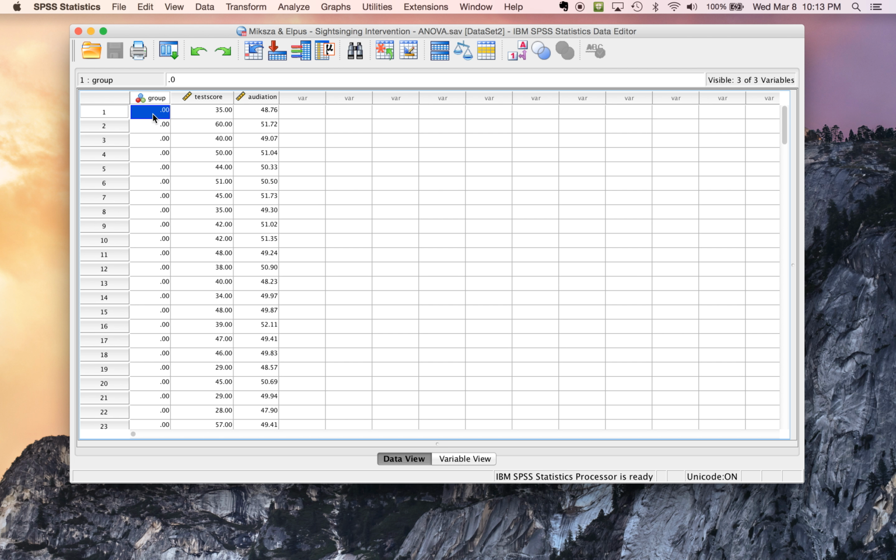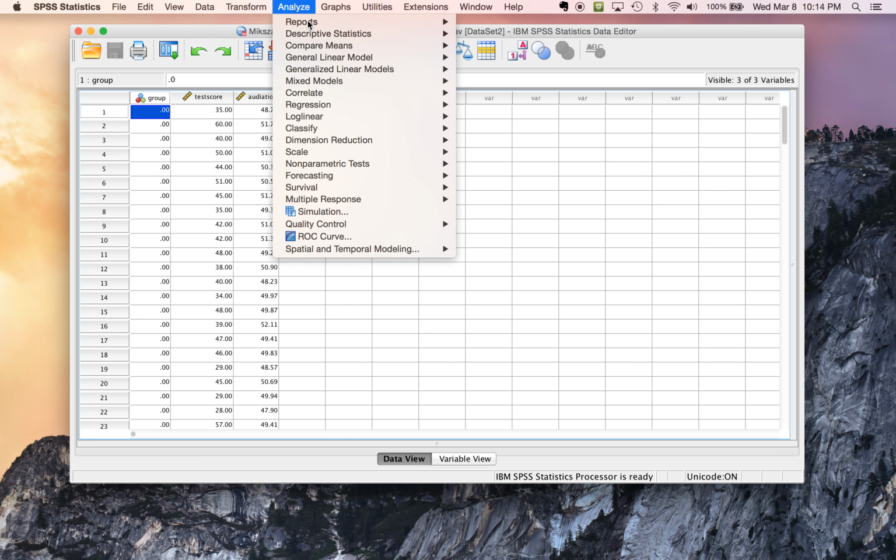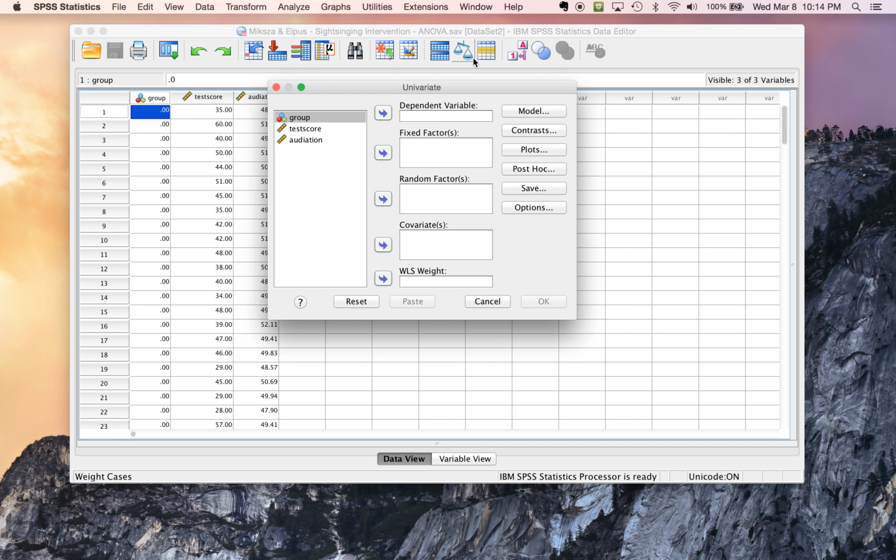Well, one method for testing whether this is the case is by including a measure of audiation ability as a covariate in the Ancova analysis. Consequently, the statistical test that would be used is called an analysis of covariance, or an Ancova. So to do this, we'll go to the Analyze menu, and we'll use the General Linear Model routine and the univariate option. We'll put test score in as our outcome, our dependent variable, group in as our fixed factor, and audiation in as our covariate.